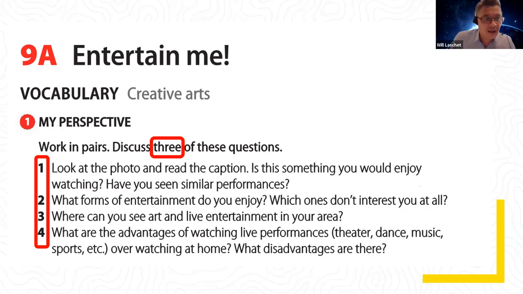Question number three, where can you see art and entertainment in your area? This is about describing their own lives, real life. And the last question, question four, the advantages and disadvantages of live performances over recorded ones, watching at home. This is asking them to analyze, to compare, and to contrast. So we can see that all four of these questions have different purposes, and that's why it's a good mix of questions.